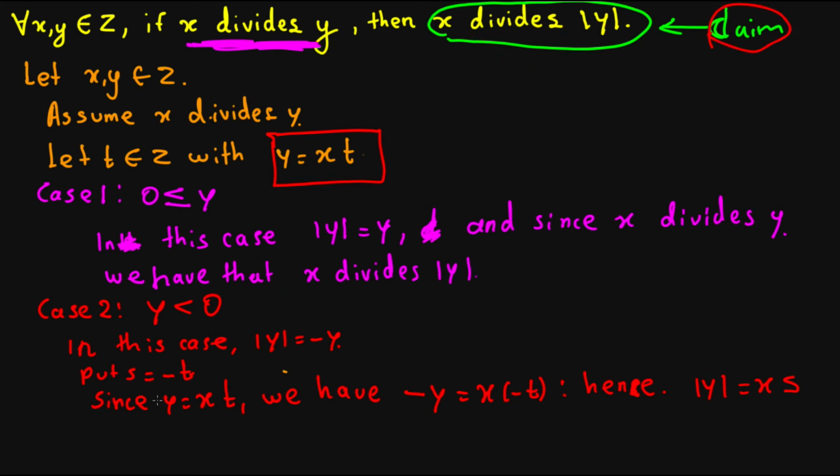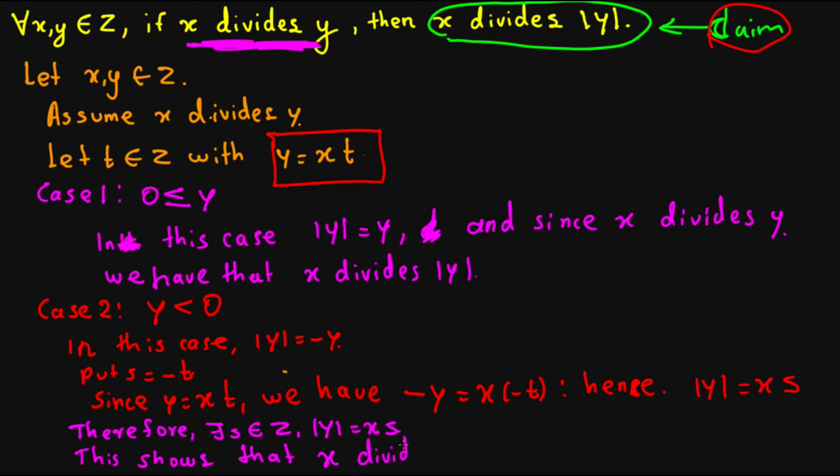Here we proved this, so we can mention that here. Therefore there exists s belongs to integer, absolute value of y is equal to x times s. This shows that x divides absolute value of y.